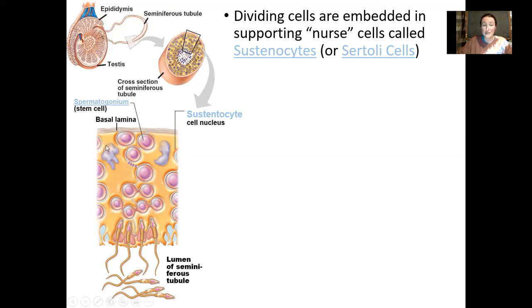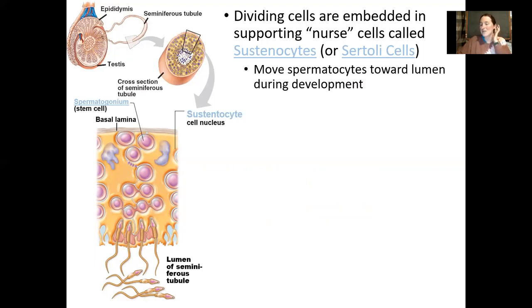Now, the yellow is what we're focusing on right now. This is a nucleus of a big, really funny looking cell. That cell is a cystenocyte or a Sertoli cell or nurse cell, whatever you want to call them. And so what do these things do? How do they sustain this process? Well, the cystenocytes physically move the spermatocytes towards the lumen. With every subsequent cell division, the cystenocytes push the cells down farther and closer to the lumen of the tubule.